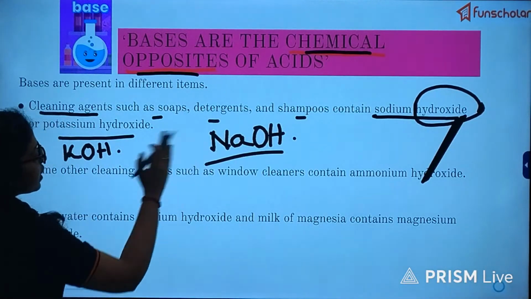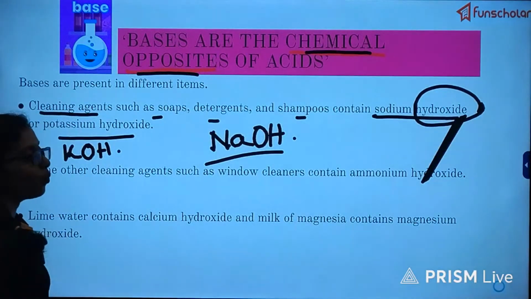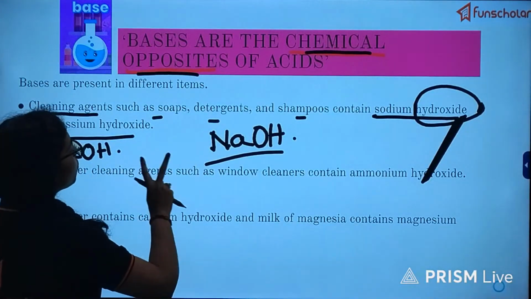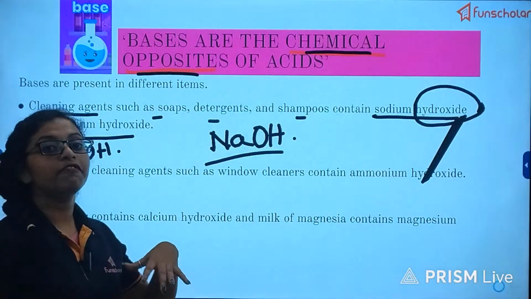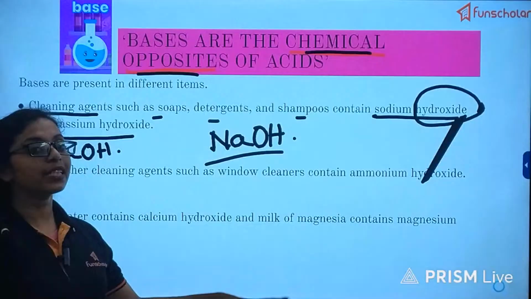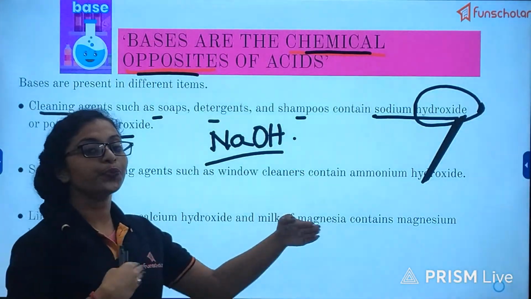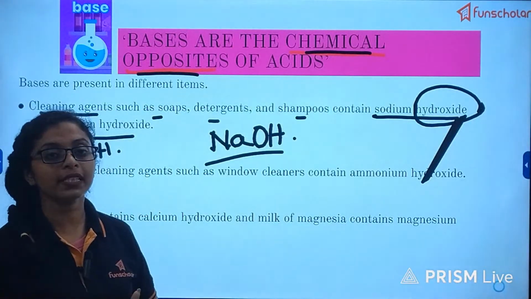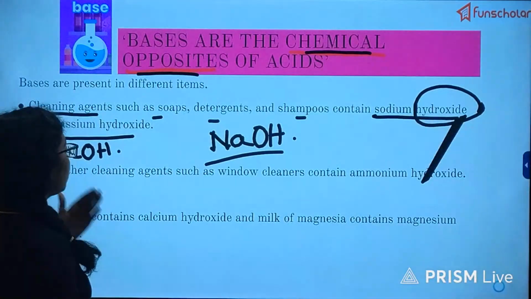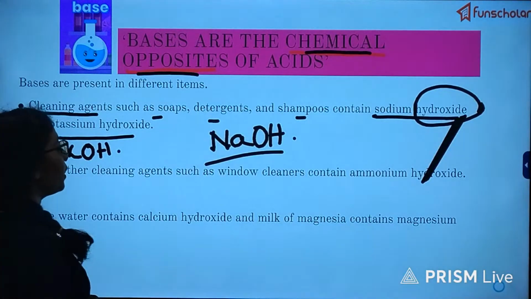Sodium hydroxide is mostly said as caustic soda and potassium hydroxide is mostly known as potash soda. Both of these are very good examples of strong bases. Just like acids, bases can also be divided into two different groups: strong bases and weaker bases. We will get to know these things in a very detailed way in our upcoming slides.